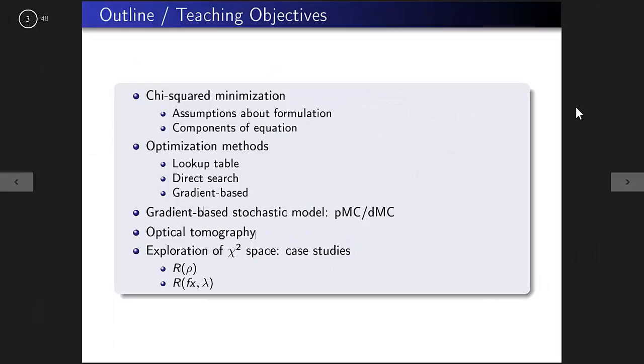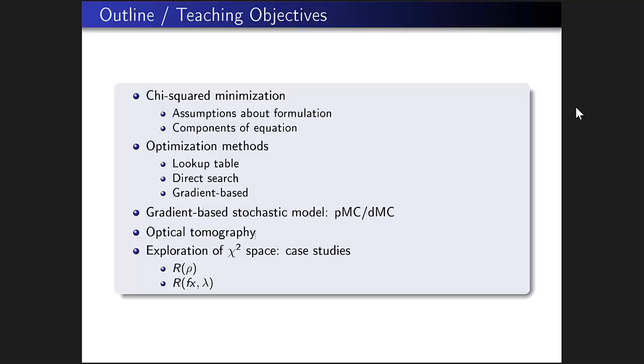So in this talk, I hope to describe the chi-squared minimization. This is the heart of all inverse problems, the assumptions that are made about its formulation, the different components of that equation, and considerations that should be taken into account when you apply different models. I'll look at some optimization methods: table lookup, a direct search, and some gradient based. And this is just an overview of those methods. I'll also go over the PMC-DMC.